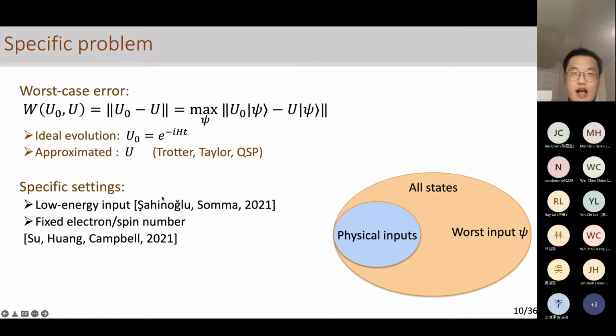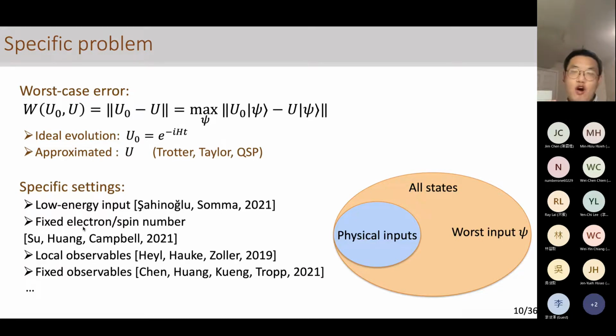And recently, a lot of effort has been made to explore different kinds of input states. Like we know that for the low energy input state and the input state with fixed electron or spin number, and if we also consider some observable, like a local observable or fixed observable, we could have further improvement.